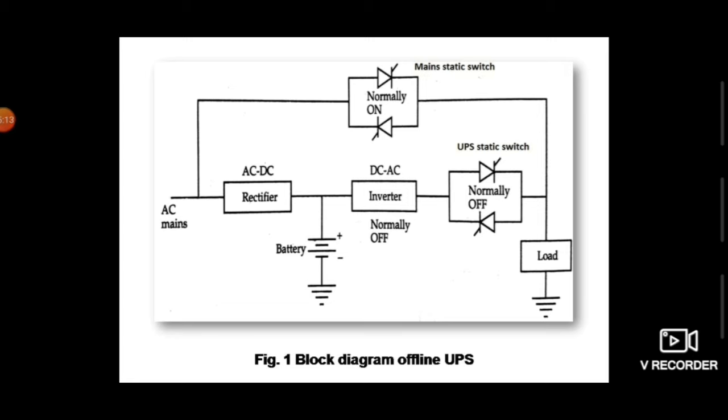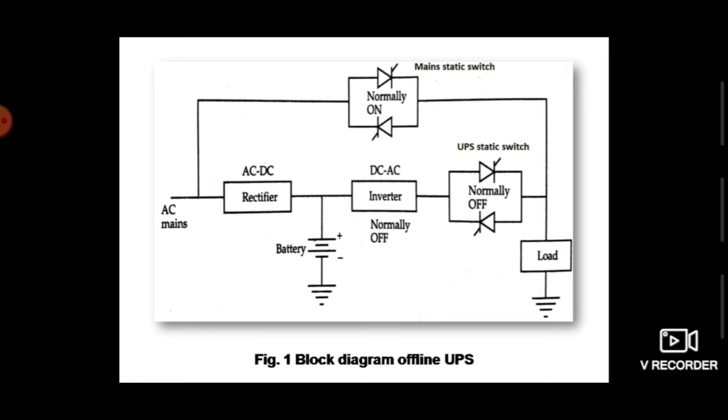Now, basically, offline UPS is a line preferred UPS. The main static switch connects the AC mains directly to the load. When the AC main supply is present or on, the battery charger used in this circuit is stabilized, that is, it gives constant voltage which maintains the battery voltage on float at fully charged condition and also provides a stabilized power to the inverter circuit.